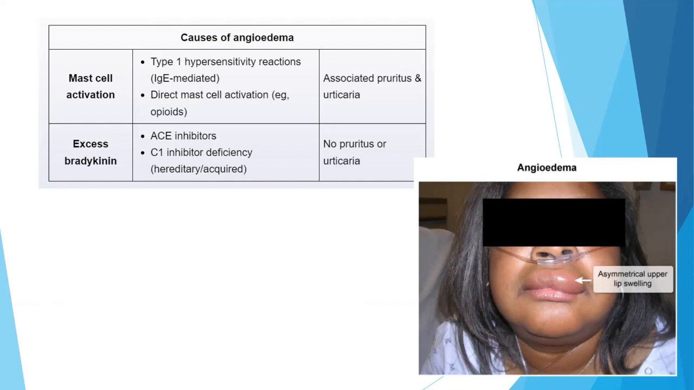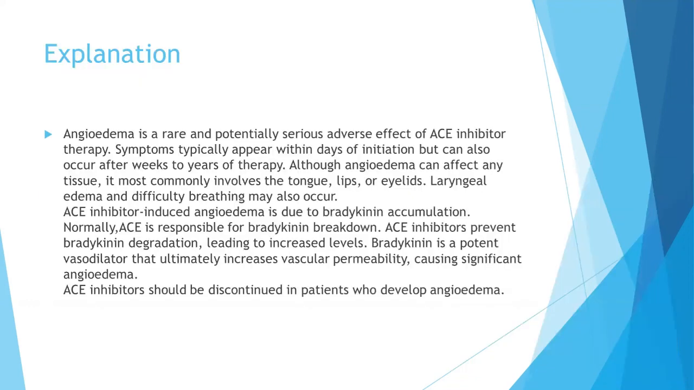Whereas in case of excess bradykinin, in case of ACE inhibitors and C1 inhibitor deficiency, there is no pruritus or urticaria. So we can see the picture of angioedema here, where there is asymmetrical upper lip swelling. Angioedema is a rare and potentially serious adverse effect of ACE inhibitor therapy. Symptoms typically appear within days of initiation, but can also occur after weeks to years of therapy.